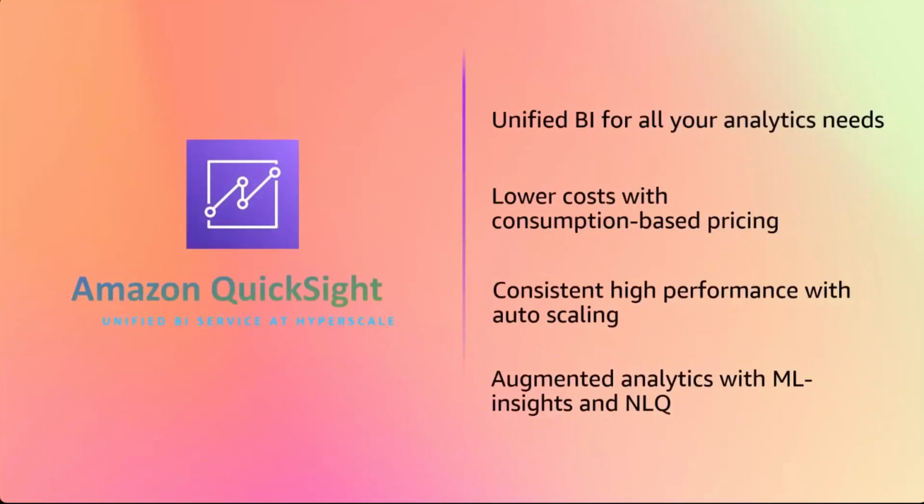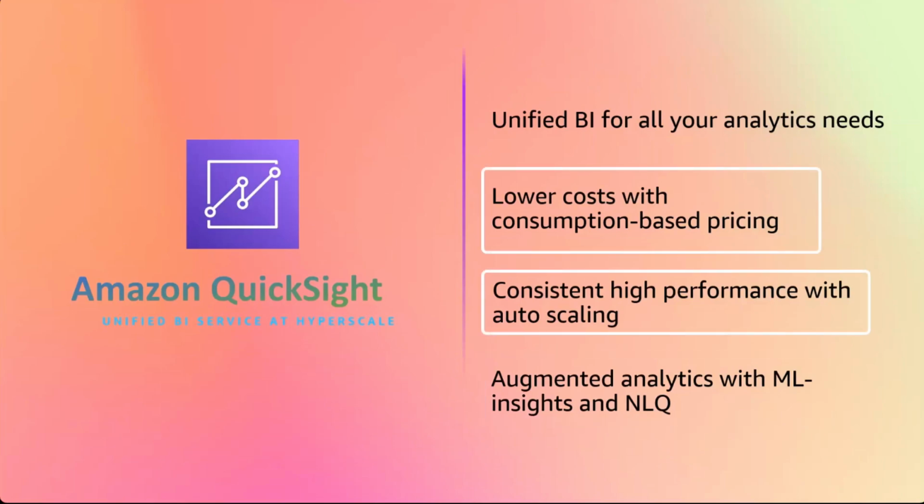Okay, so for folks who are new to QuickSight, QuickSight is a cloud-native unified business intelligence, or BI, service at hyperscale. QuickSight enables BI for everyone in the organization that needs them in the format that they want, including automated augmented analytics that leverages machine learning and natural language querying for end users. It is built on a serverless architecture that enables a consumption-based pricing model and auto-scale. Amazon QuickSight offers BI at any scale, or what we like to call hyperscale, very cost efficiently.